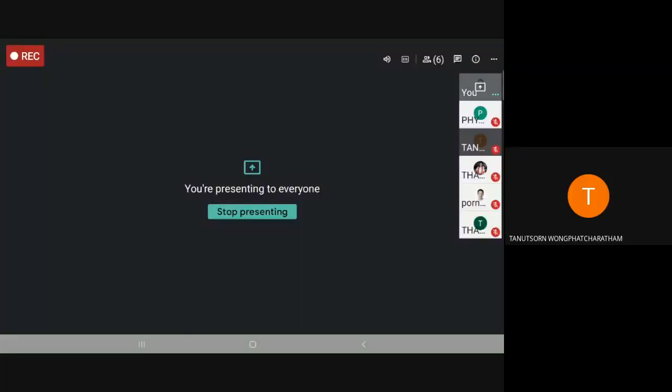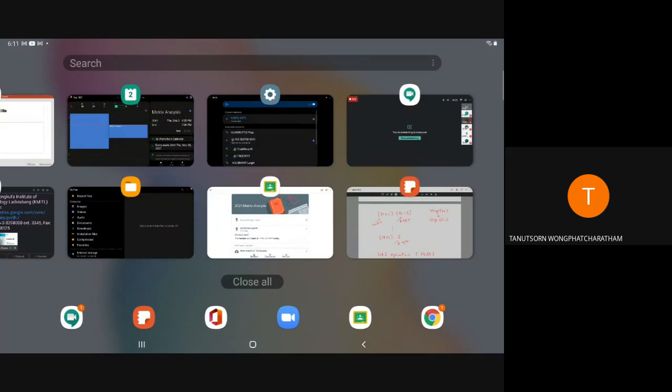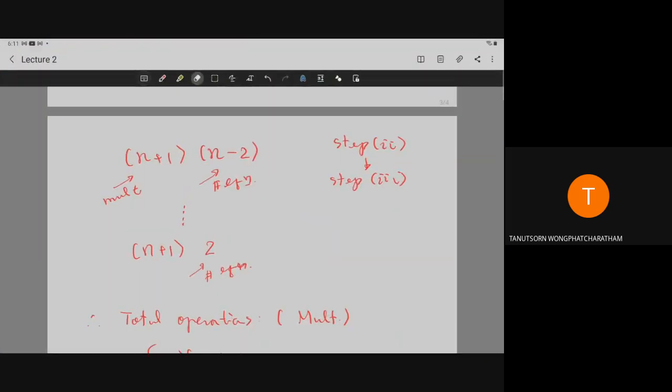Okay, let's come back. Previously, I made some mistake. Let us go back to this page. Let me show the slide again. Present screen. Okay, you can see now, right?